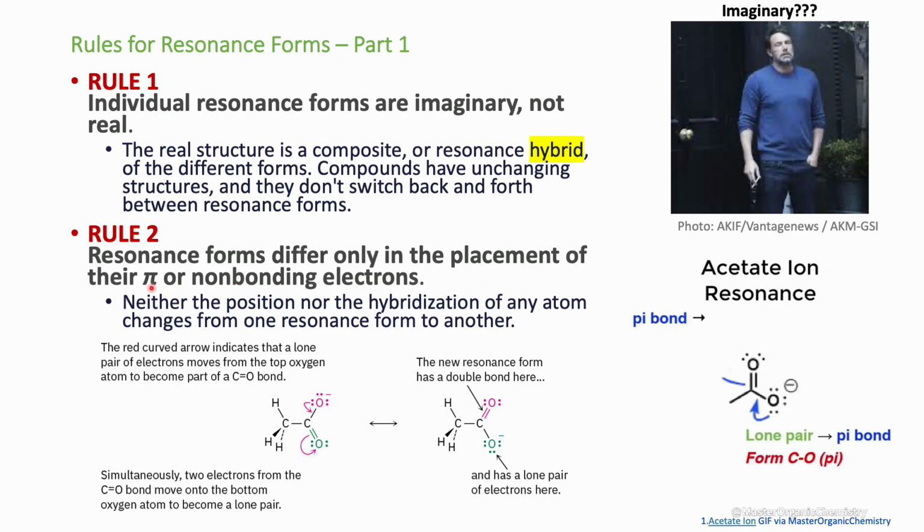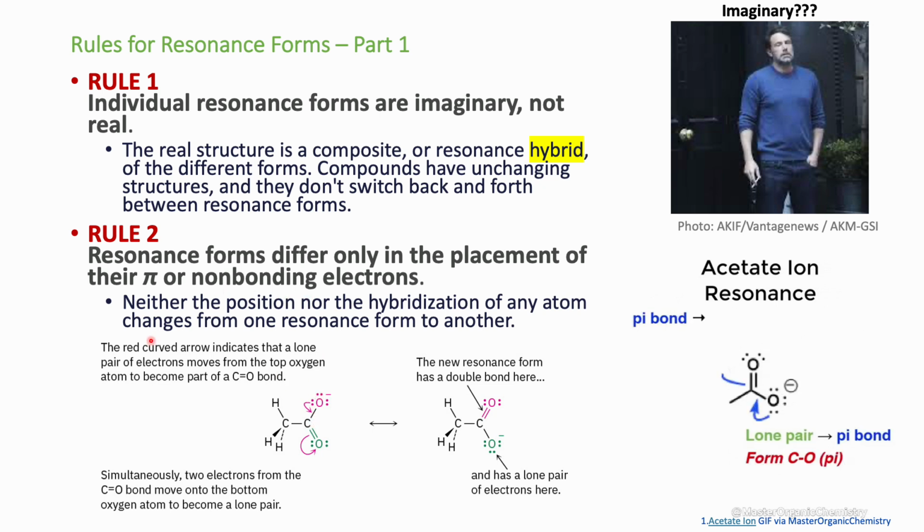So pi are related to our pi bonds, meaning the bonds occurring between two p orbitals. Those have to do with double bonds or triple bonds. Every single bond is always a sigma bond. When you have a double bond, one of them is a sigma, one of them is a pi bond. When you have a triple bond, one of them is a sigma, two of them are pi. And then we have non-bonding electrons, which are just our lone pairs.